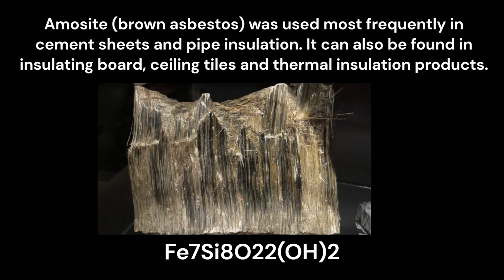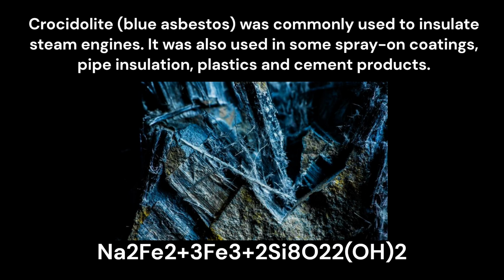Amosite, brown asbestos, was used most frequently in cement sheets and pipe insulation. It can also be found in insulating boards, ceiling tiles, and thermal insulation products. Crocidolite, blue asbestos, was commonly used to insulate steam engines. It was also used in some spray-on coatings, pipe insulation, plastics, and cement products.